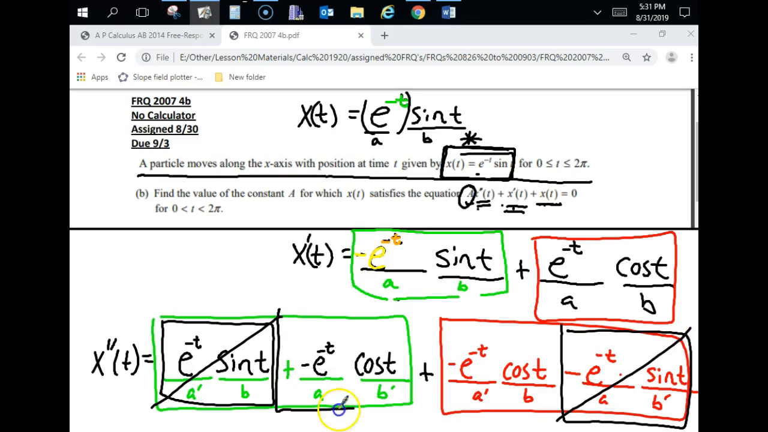Now take a look here. Here we've got a negative e to the negative t cosine t, and here we've got another negative e to the negative t cosine t. What would happen if we combine those? Why don't you guys pause the video and see what you would get if you combined those together.